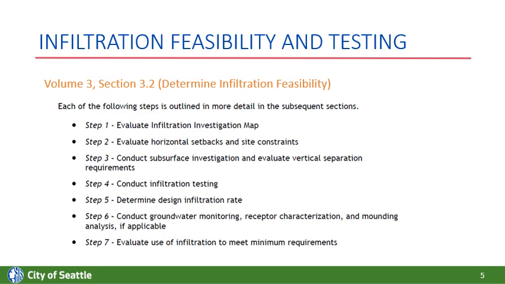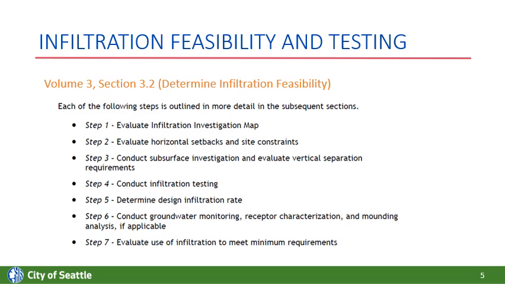So if you go out to your project site and dig down to 3 feet and you hit hard pan soil, which is pretty much like rock and is not going to infiltrate anything, then you can demonstrate that you would not be able to meet vertical separation requirements, and then you could stop the evaluation process there.